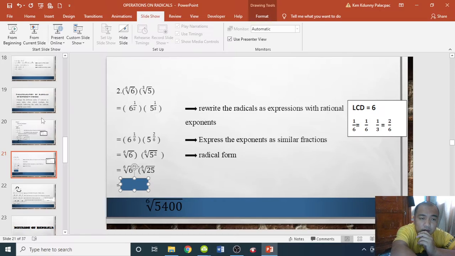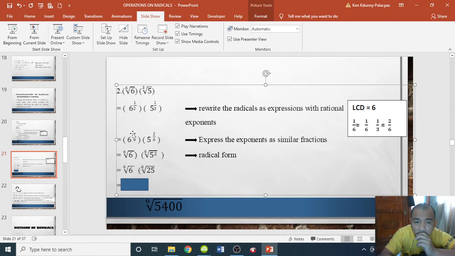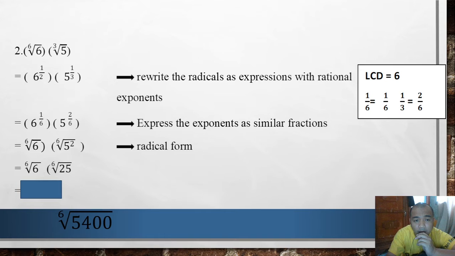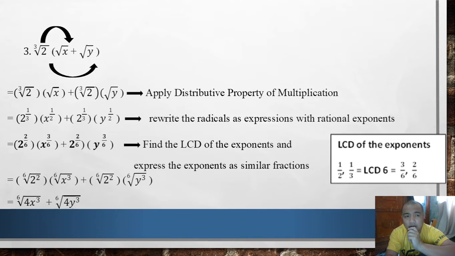Kasi naka-picture form. We cannot edit this anymore. Can we edit? Should be 3, right? It should be 6 raised to 3/6. So that's sixth root of 6 cubed. Okay, just sabihin ko na lang, okay? 6 cubed yan instead of 6 lang. So that 6 cubed times 25 is 5,400. So the final answer is sixth root of 5,400. Sorry about the typographical error.